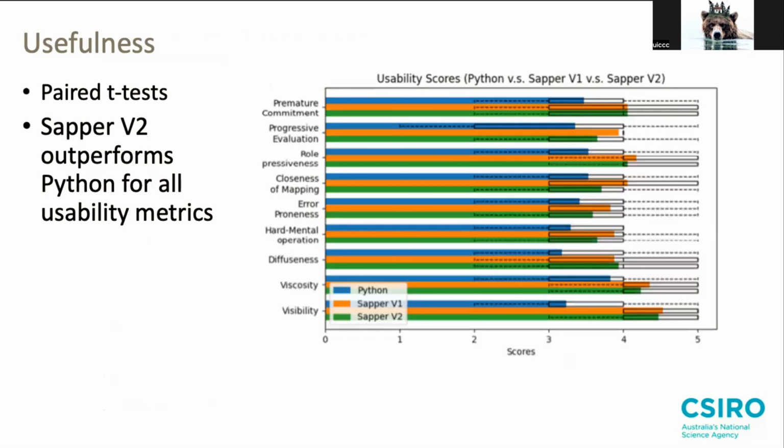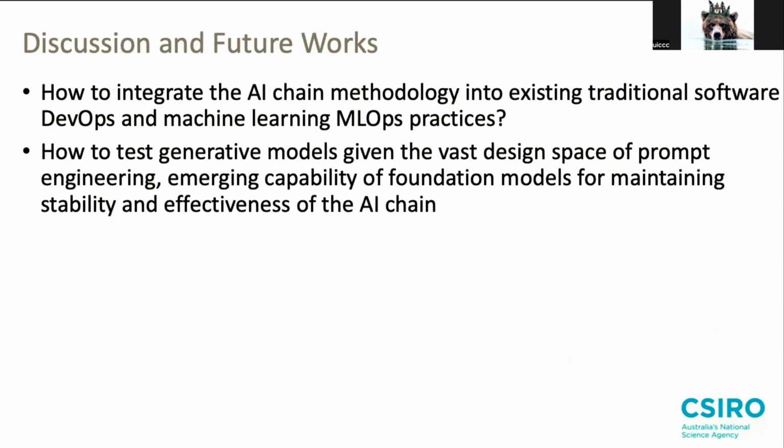So in terms of usefulness, as you can see on the right side, the bar chart, Sapper v2 also outperformed Python on all usability metrics, which proves the usability and the effectiveness of our Sapper in helping non-technical people develop AI chains.